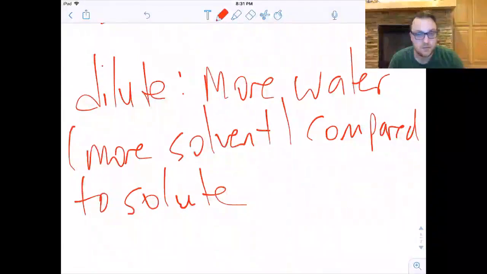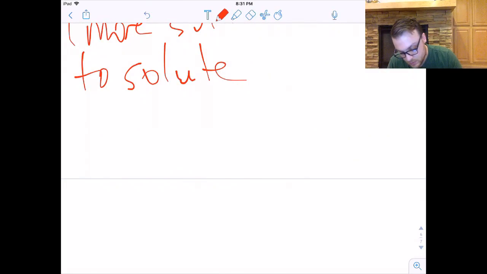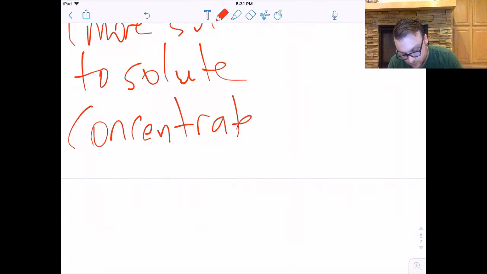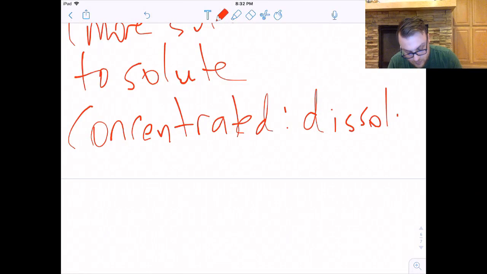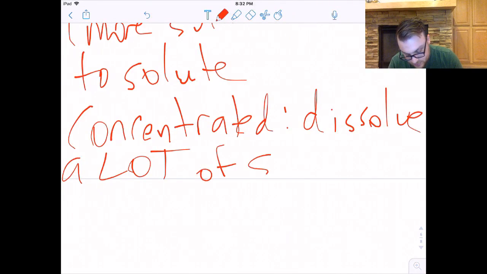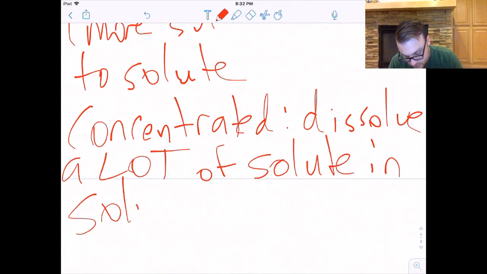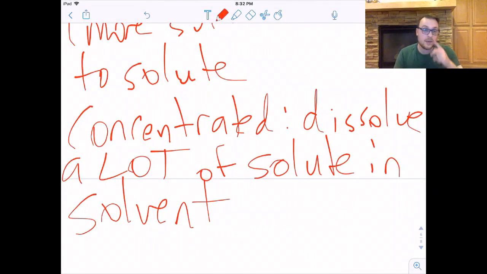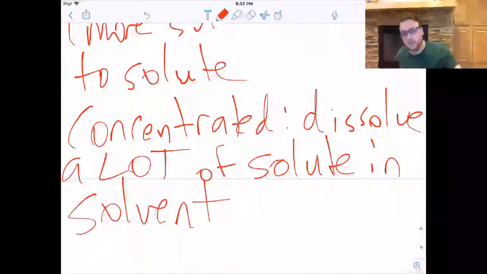But concentrated means you dissolve a lot of solute in the solvent. So if you take that same gallon of water and just buy a big container of Morton salt and pour it in there, it's going to be very concentrated. It's going to taste really salty, and that's going to be kind of gross.